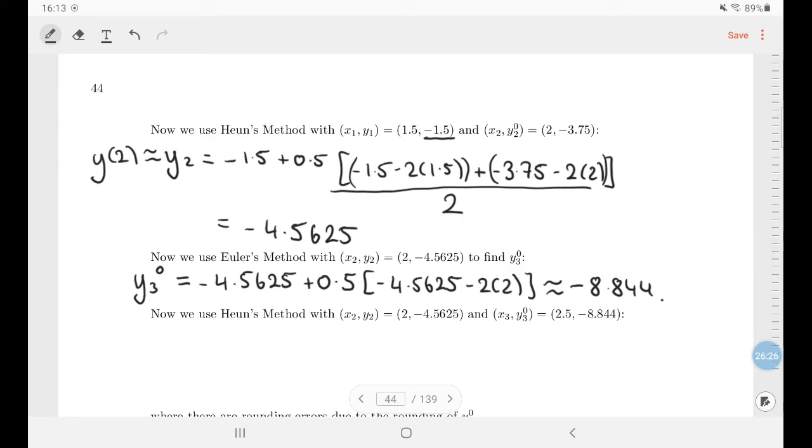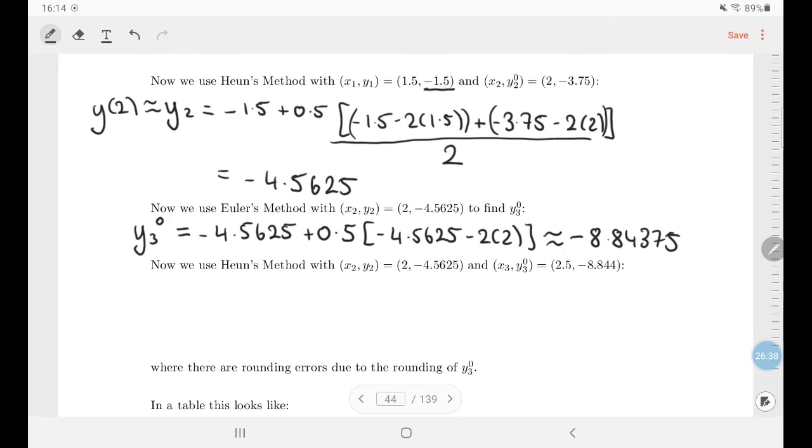I could do it at 6 significant figures, or maybe I will. Let me just fix this. So this is actually 8.84375. And now we do Heun's method. So this is where Heun says we are at x equal to 2, and we're not going to add these rounding errors. And this is where Euler thinks we're going to be, well, with this y value.